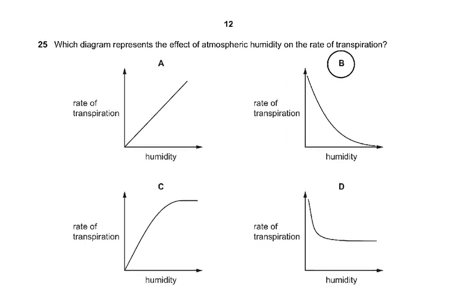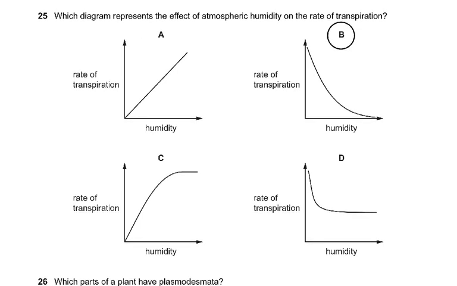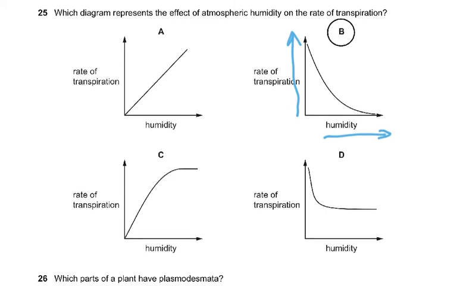And coming to the next question, 25. Which diagram represents the effect of atmospheric humidity on the rate of transpiration? You know, the more humid it is, what will happen? As there are more water vapors outside, of course the gradient is disturbed. We have to have fewer water vapors outside, so less humidity means a higher rate of transpiration. So of course the answer was B: the rate of transpiration is decreasing as the humidity is increasing. Humidity is increasing in this direction and the rate of transpiration is increasing in this direction. So please understand why the answer was B.